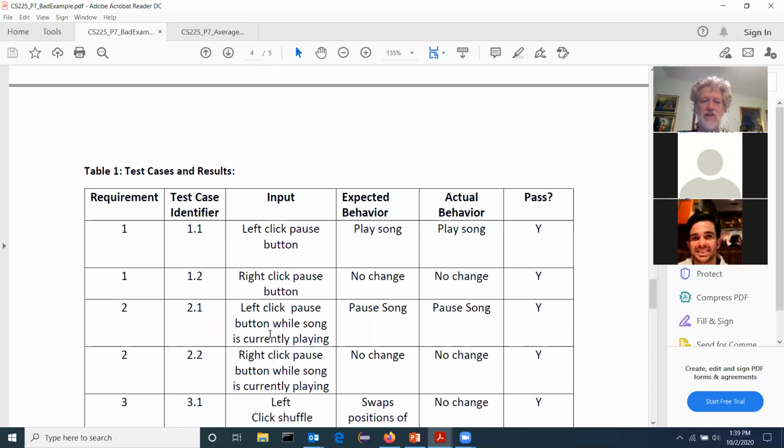Left click pause button while song is currently playing. Pause song. There you go. Left click, I think this is left click play button. Play song. Okay, so the expected behavior is to play the song. So, is this a good test case? Are there issues with this test case?